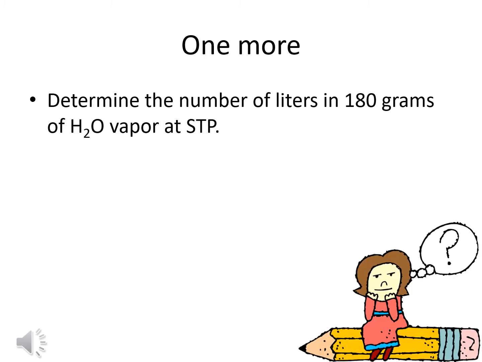Here's another type of problem. Notice I'm going to start you off with grams first, which means you have to change the grams to moles, and then use your conversion factor for STP.